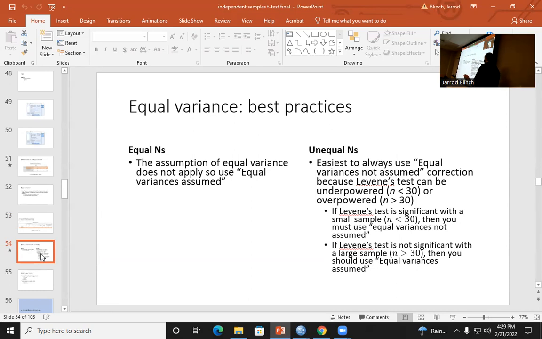On the assignment in class and at home, I realized I made it probably a little too difficult, because one group will have 29 participants and one group will have 31. So they're not both above 30 and they're not both below 30. On the in-class assignment, we should probably just always use equal variance not assumed. Sorry for doing that. I didn't mean to make it that confusing.